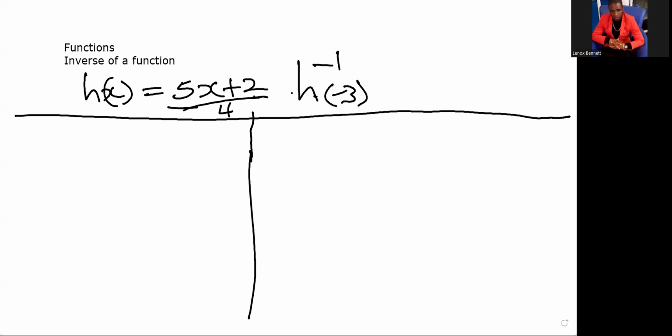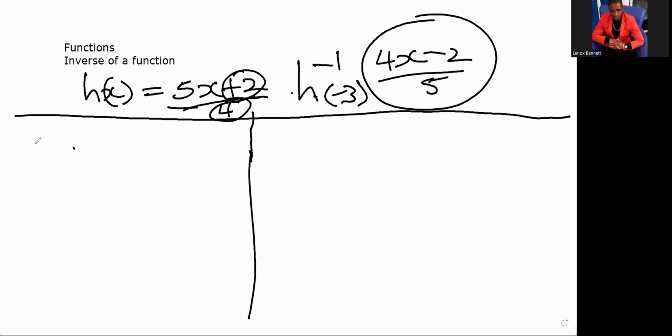First thing we want to do, find the inverse. You can do it by inspection. If you do it by inspection, you just start with this. Look how easy. 4x. It's a plus 2, minus 2 over 5. That's it, guys. So y is equal to 5x plus 2 over 4.